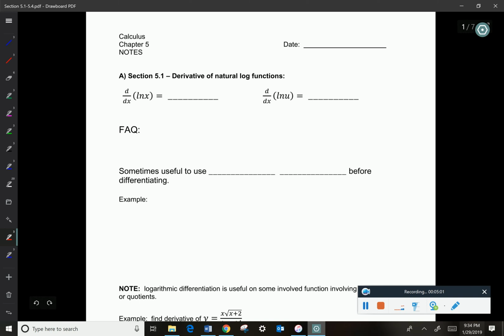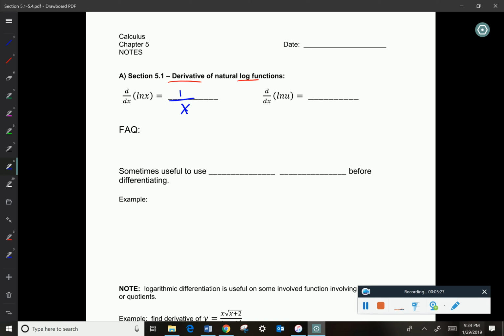And really, the notes for today are pretty basic. We are just going to start with learning the rule for the derivative of log functions. It's just a rule. The derivative of natural log of x is simply 1 over x. That's it. We're not deriving it. There's nothing to do or know about it. You just have to memorize that the derivative of natural log of x is 1 over x.